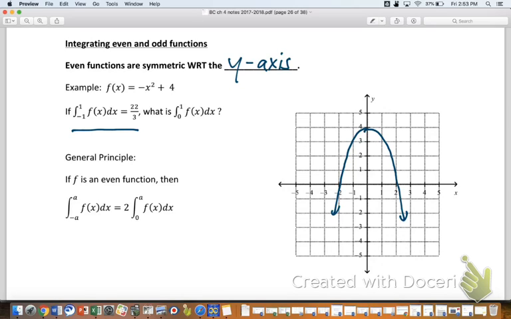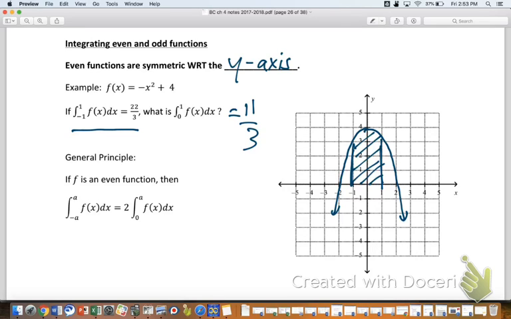which is 22 thirds, what would the integral from 0 to 1 be? Based on the graph, wouldn't it have to be half that? So 11 thirds. So we're basically saying the area from here to here is 22 thirds. Therefore, the area over half the interval would have to be half the area, 11 thirds, or 22/6, if you will.